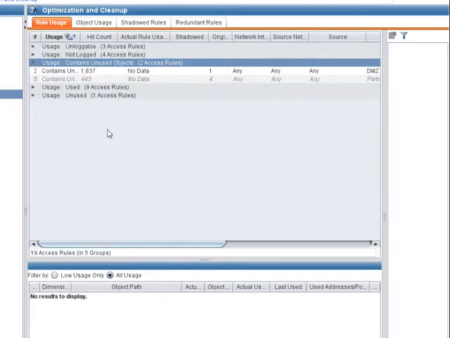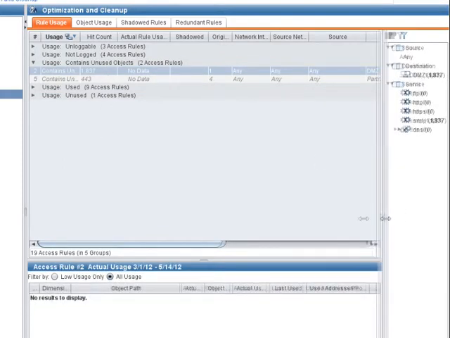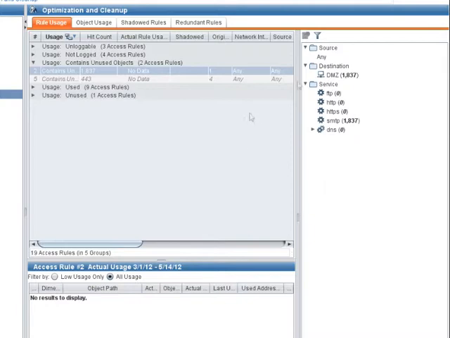Lastly, we have rules that contain unused objects. This is one of my favorite features. This allows us to see a rule, in this case, source of any going to DMZ for several services. By looking at rules that contain unused objects, I find rules that are being used but don't have all of the services in the rule being used. In this case, I can see that this rule is only passing email traffic. So an administrator would probably want to tighten up this rule by getting rid of the services that aren't being used.